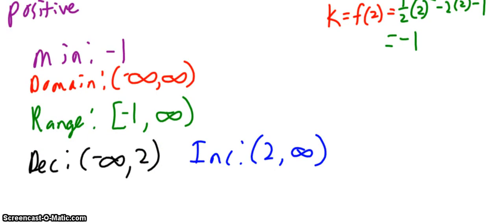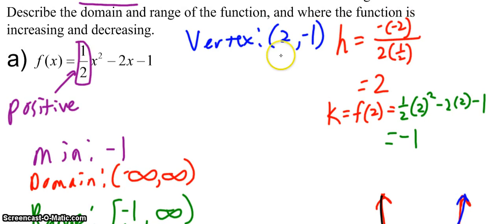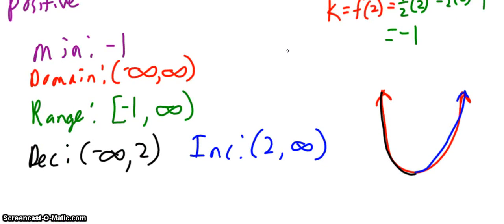And since it's a minimum, I know that the general shape of the graph is going to look like this, right? And so the left-hand side is going to be the decreasing, and the right-hand side is going to be increasing. So that's how I came up with negative infinity to 2, 2 to infinity. And the 2's are based off of the x value of the vertex, because remember our increasing and decreasing intervals are related to x values.